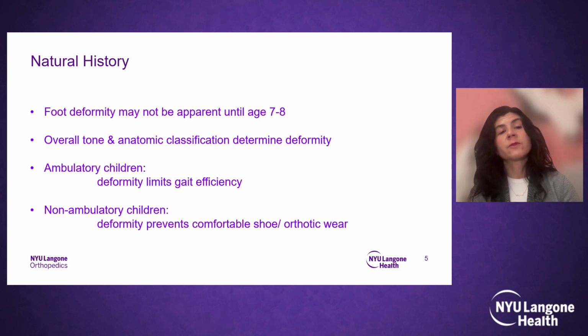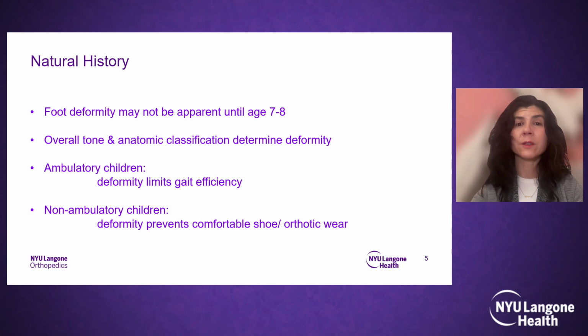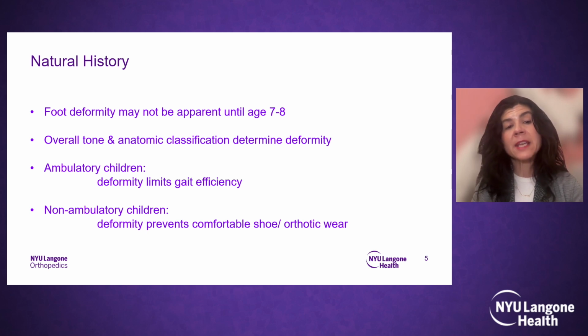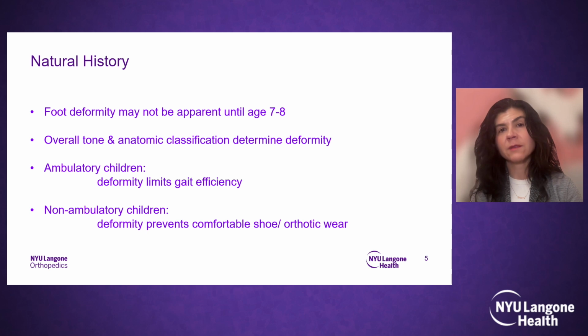So the natural history of foot deformity in CP, much like foot deformity in general, and I think Dr. Brandt alluded to this, is that you really don't know when the child is quite little what the foot deformity may be. In CP, the foot deformity ultimately may not be apparent until age 7 to 8. So the overall tone and the anatomic classification, meaning quadriplegic, is it unilateral or hemiplegic, is it bilateral or diplegic, that's going to help determine the most common deformities and also the treatment.